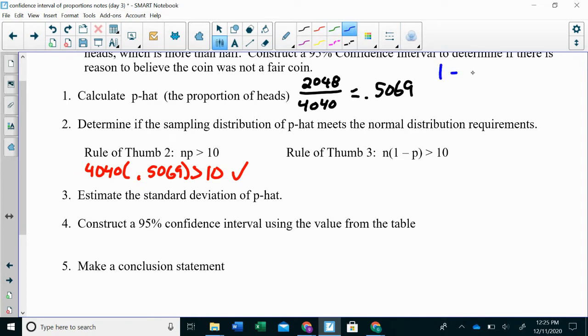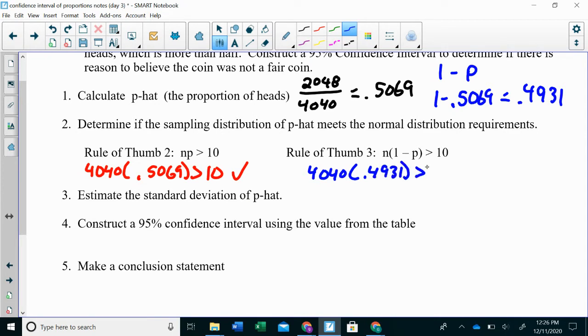So over here to the side, I'm going to calculate my 1 minus p value. 1 minus 0.5069. That's going to give us a pretty small number, 0.4931. So rule of thumb number 3 is 4040 times that 1 minus p number, 0.4931. Is that also greater than 10? And it is. So now we can estimate the standard deviation using that square root formula.